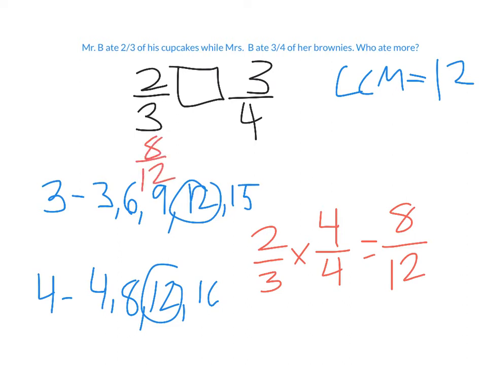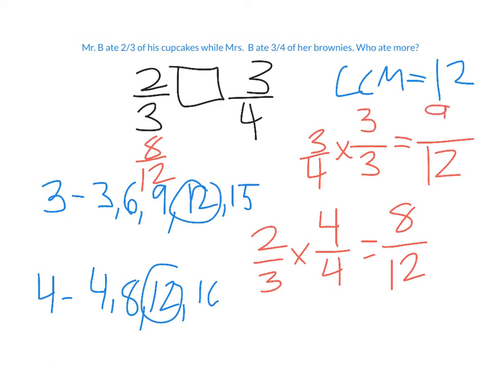Then I do the same process with 3/4. 3/4 times a fraction equals something over 12. 4 times 3 will give me 12. I need to have my 3 as my numerator to represent 1 whole. 3 times 3 is 9. 9/12. Now that I have common denominators, now I can compare, and I see 9 is larger than 8, meaning 3/4 is more than 2/3.